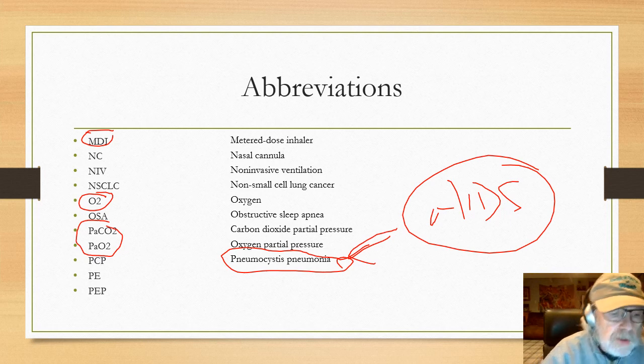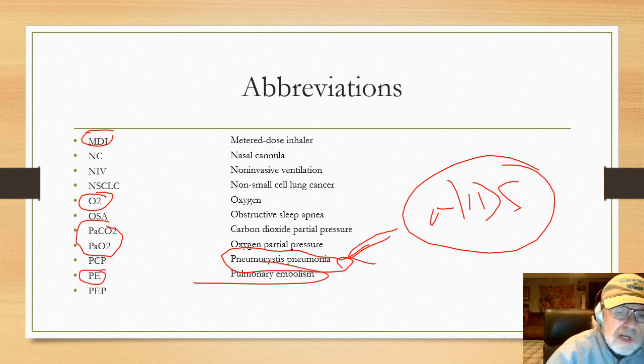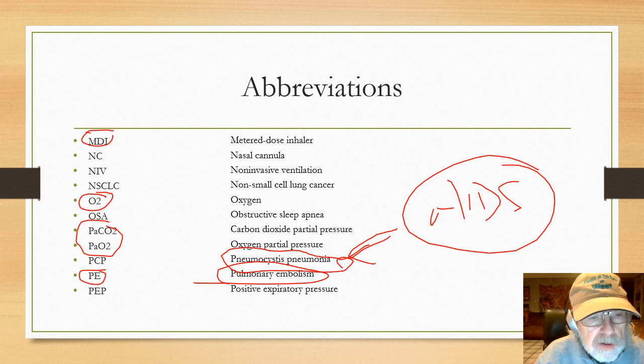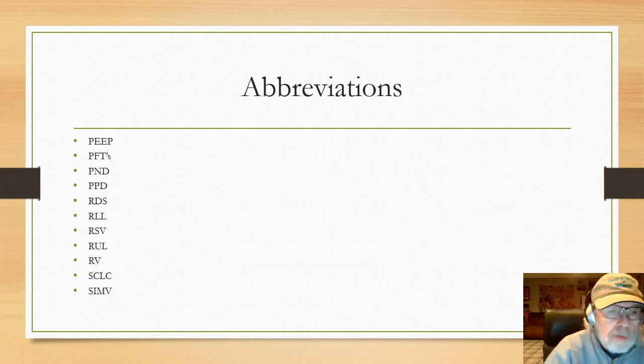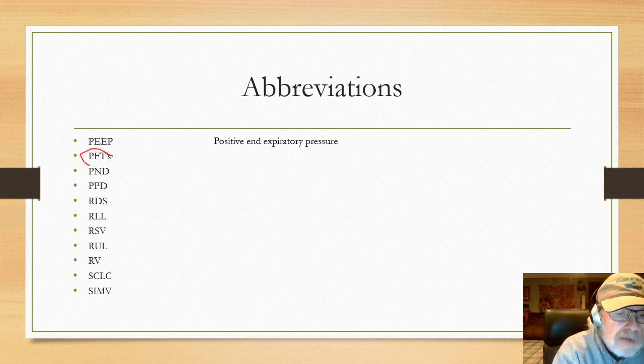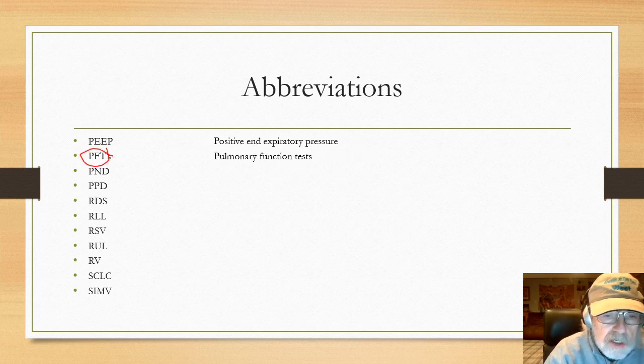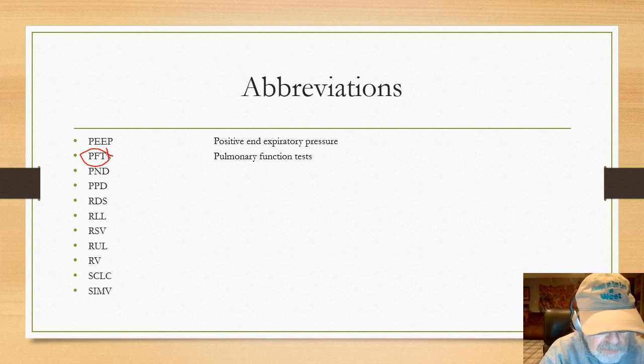and a lot of times people with AIDS die of Pneumocystis pneumonia. Okay, PE, pulmonary embolism. That's one you should know. That's a very common thing. That's a clot that goes to the lung. PEP, positive expiratory pressure. Again, that's a respiratory therapy type of term. Couple more. PEEP. That's another one, respiratory therapy. PFTs, pulmonary function tests. That's what they do to test your functional breathing capacity.